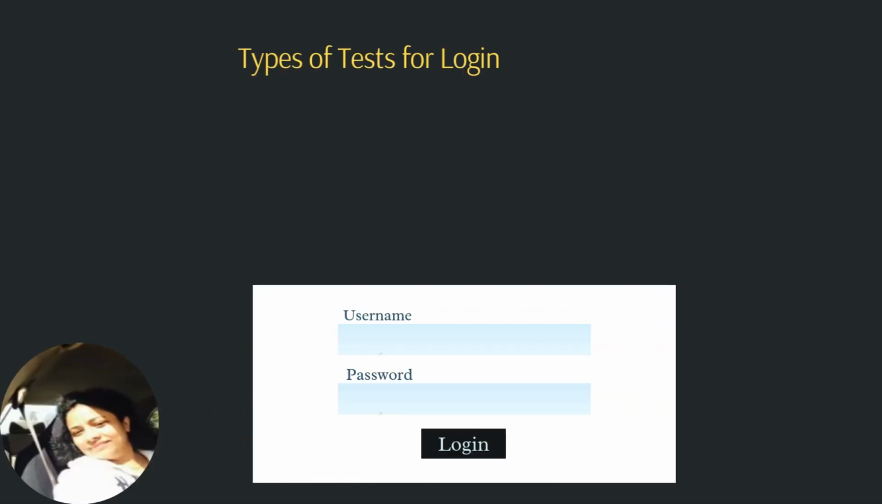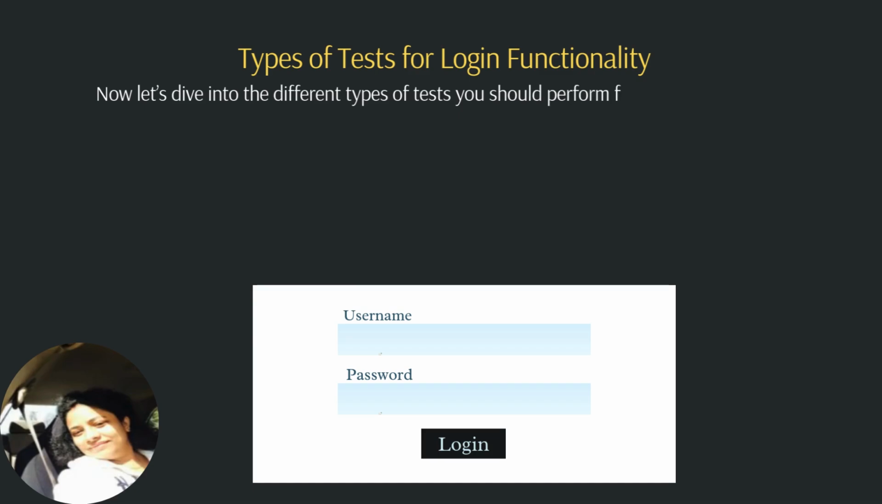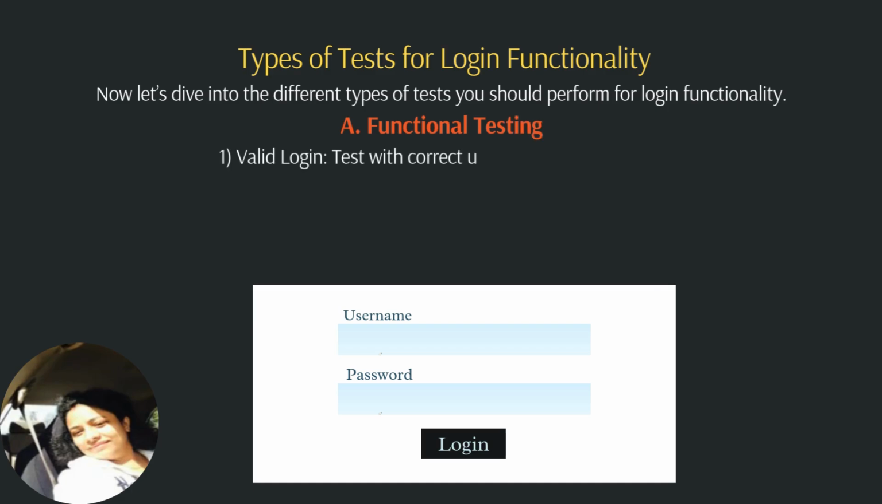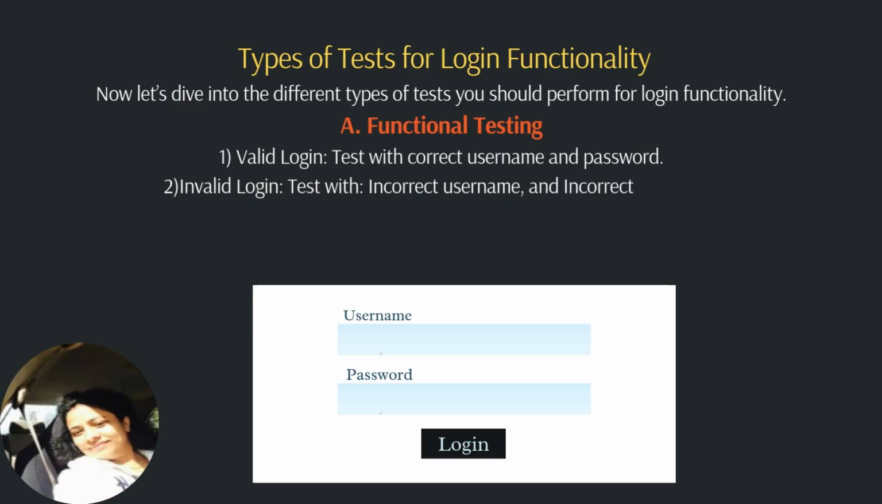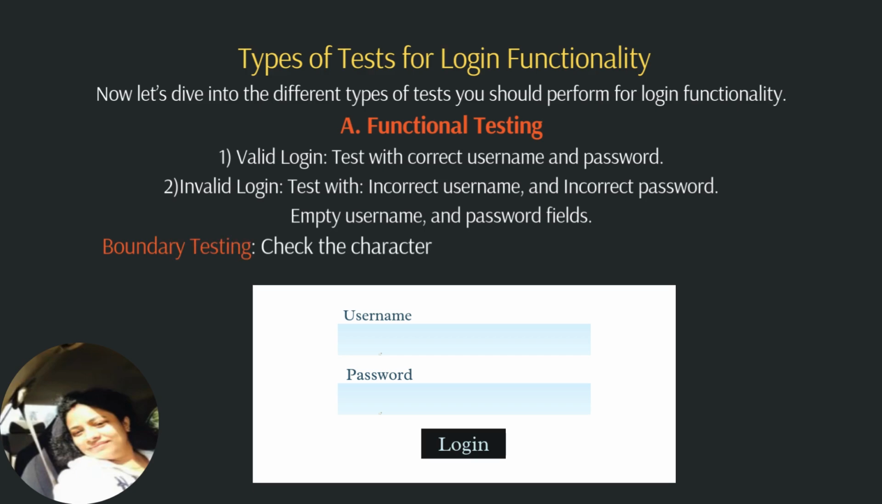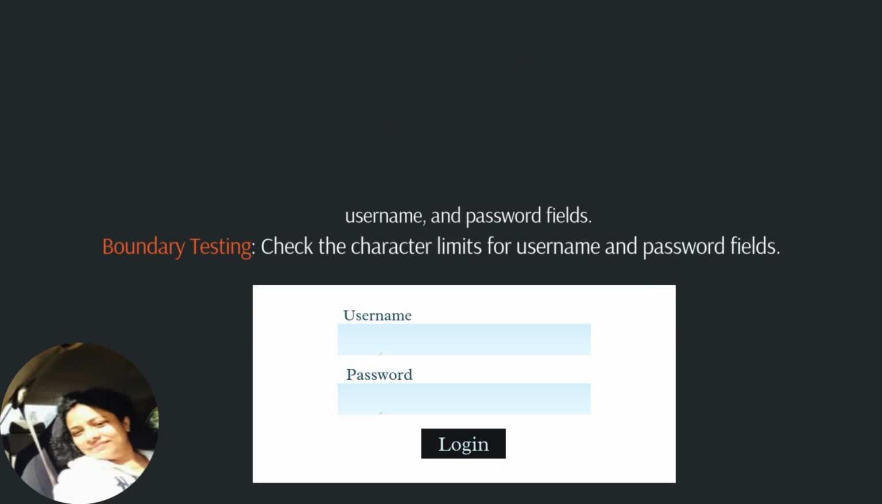Types of tests for login functionality. Now, let's dive into the different types of tests you should perform for login functionality. A. Functional testing. Valid login. Test with correct username and password. Invalid login. Test with incorrect username, incorrect password, empty username, and empty password fields. Boundary testing. Check the character limits for username and password fields.